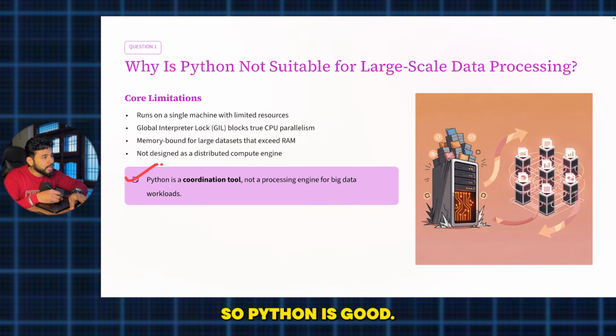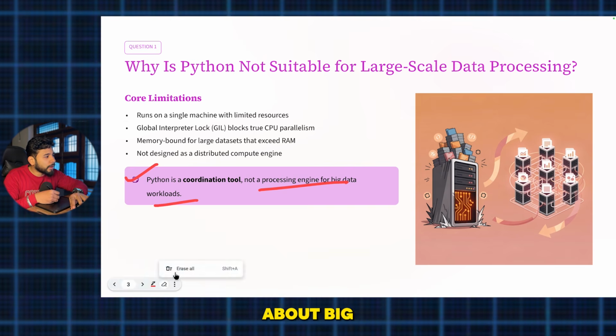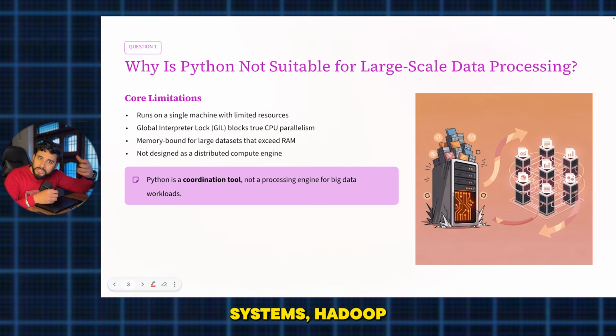So Python is good. Python is a very great coordination tool. It is not a processing engine for big data loads. Whenever we talk about big data loads, we'll talk more about Apache Spark or distributed systems, Hadoop, these kinds of technology. We will not talk about what Python can do.